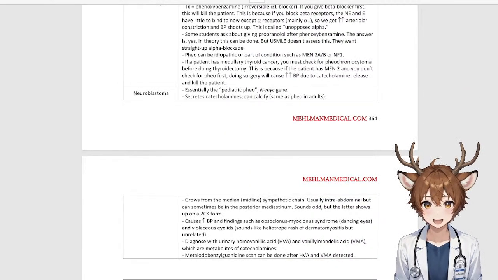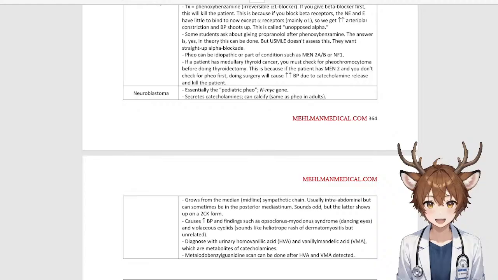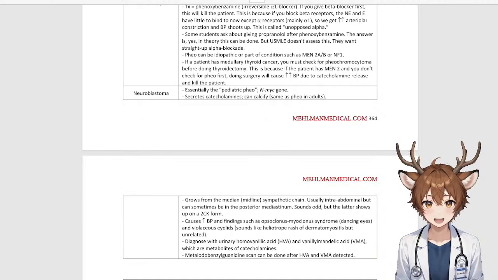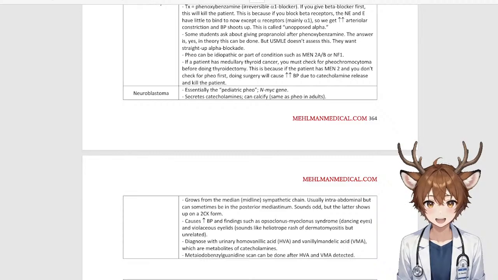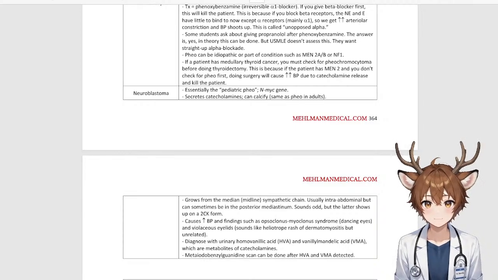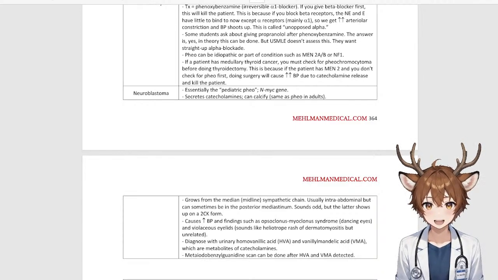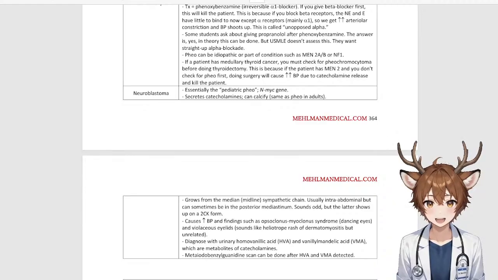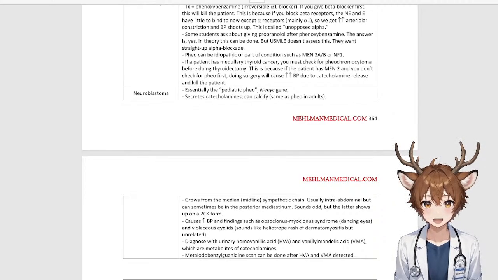Neuroblastoma, essentially the pediatric pheochromocytoma, NMYC gene, secretes catecholamines, can calcify same as pheochromocytoma in adults, grows in the midline sympathetic chain, usually intra-abdominal, but can sometimes be in the posterior mediastinum. Sounds odd, but the latter shows up on Step 2 CK forms.